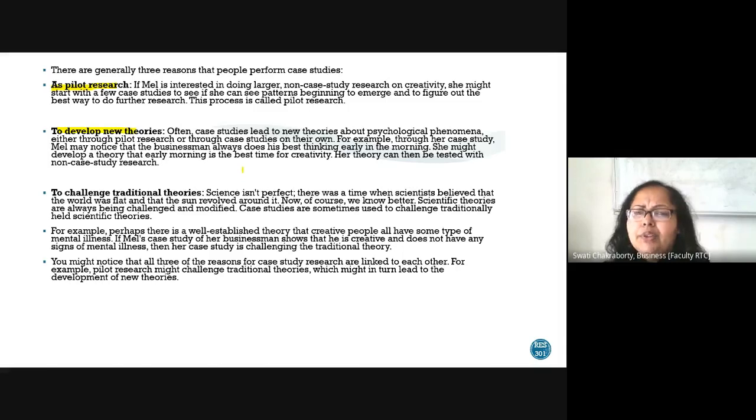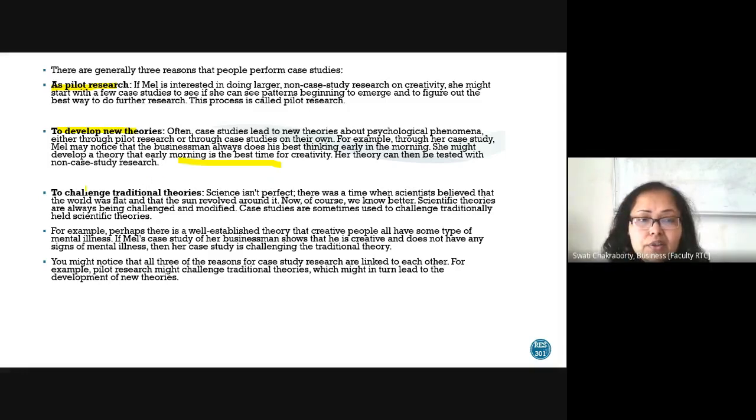The second is to develop new theories. And what happens? Case studies often lead to new theories about psychological phenomena, either through pilot survey or through case studies on their own. So here Mel may notice that the businessman always does his best thinking early in the morning. So she can start developing a theory that early morning is the best time for creativity, which then can be tested with non-case study research.